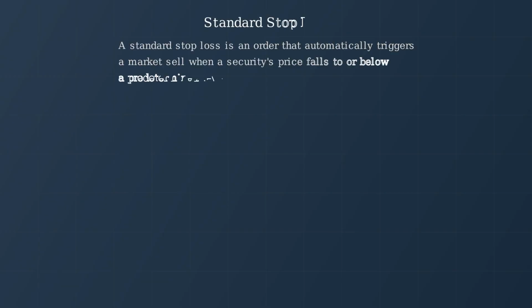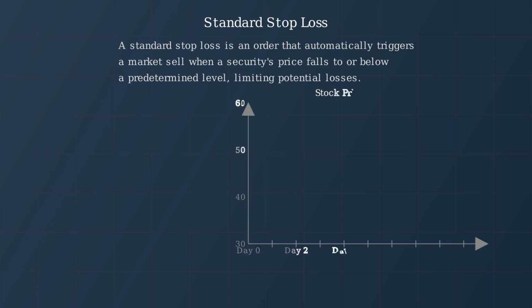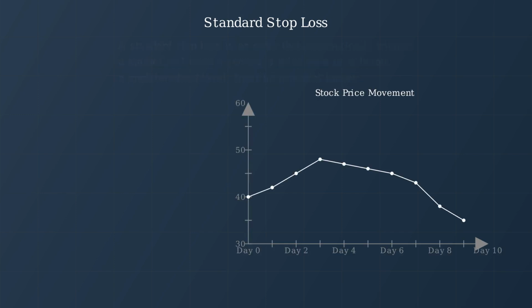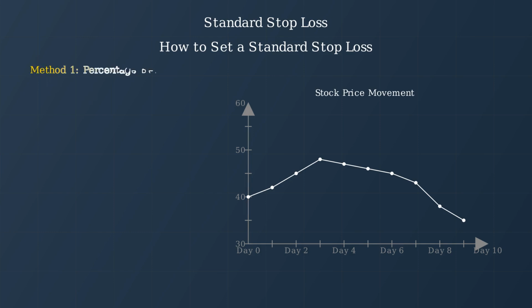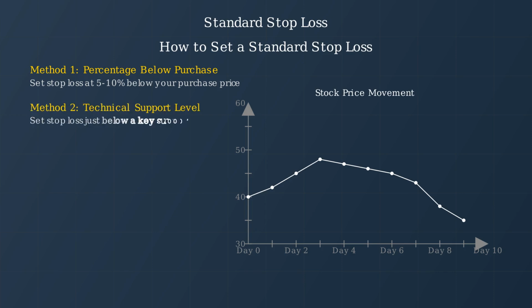Standard stop-loss is the most common type of stop-loss order used by traders. Let's see how a standard stop-loss works using this stock price chart. There are two common ways to set a standard stop-loss order. Method 1 is to set the stop-loss at a fixed percentage below your purchase price, typically 5 to 10%. Method 2 is to set the stop-loss just below a key technical support level on the chart.